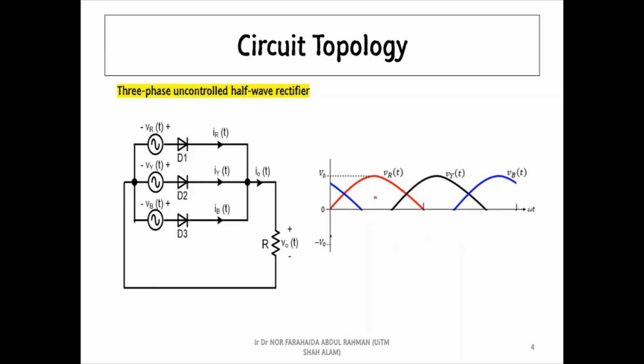Based on the number of the positive half cycles, therefore, we need 3 diodes to conduct the line currents. Based on this circuit diagram, we use diode D1 to conduct the red line current, diode D2 to conduct the yellow line current, and diode D3 to conduct the blue line current. Other than that, we can see all these diodes are connected to a Y-connected voltage source.